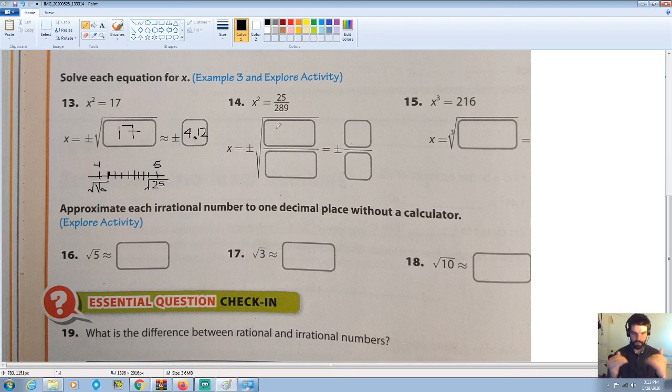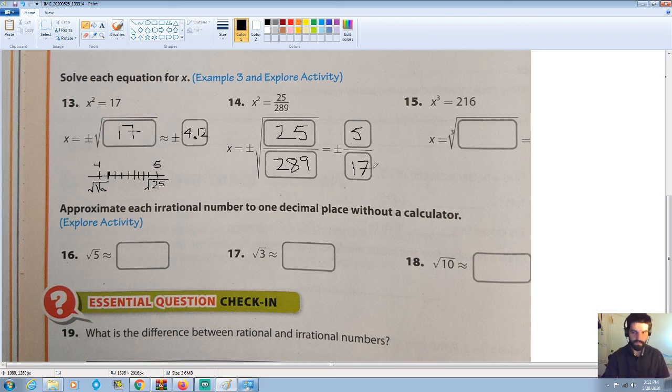So going for this next one here, we're going to show that when you have a fraction of two perfect squares in the numerator and the denominator, we're going to take the square root of both of those, and that will give us our square root here. So if we take the square root of 25 over 289, that's going to be equal to the square root of 25 over the square root of 289. That's going to be equal to 5. The square root of 289 is going to be 17.